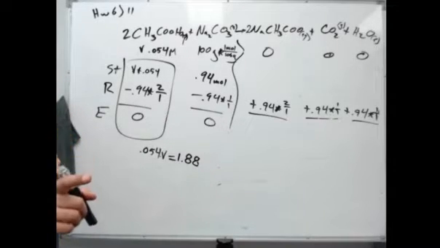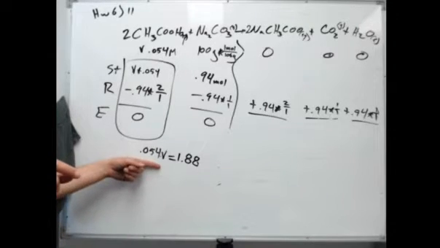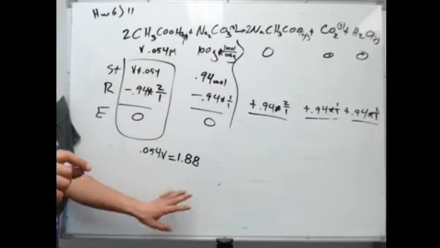In what units? Milliliters. Well, it says milliliters in this problem. Right, but if I do this division, it's going to be in liters, because that 0.054 is moles per liter. And then you just convert it to milliliters.